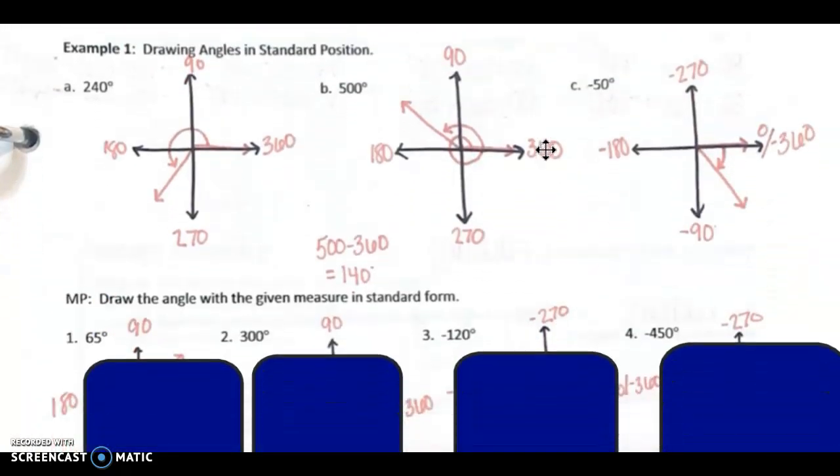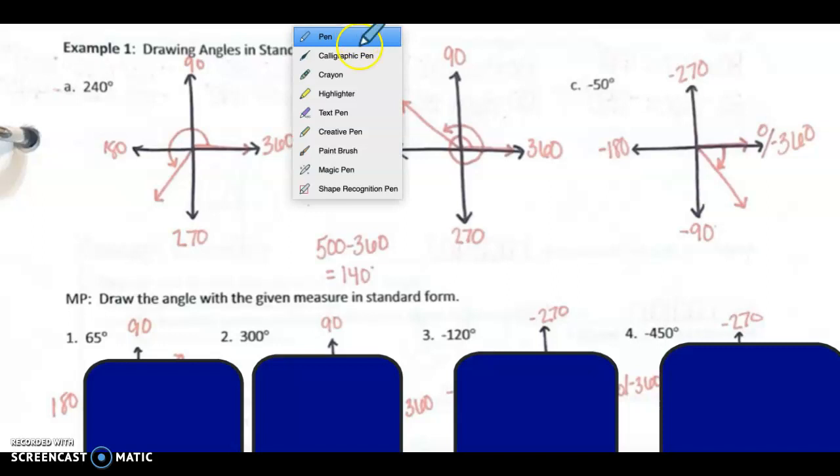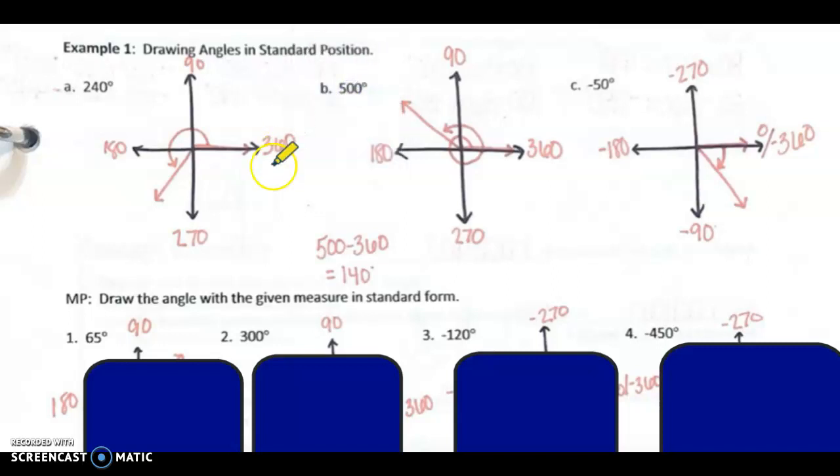So when we draw angles, I didn't cover these up because I kind of just want to talk about them. Let me get a highlighter or something. Okay, so if we look here, drawing a 240 degree angle, your initial side is always here. And then 240, that's between 180 and 270, so you just draw your terminal side somewhere down through there. And then your arc starts on your initial side and goes in the direction that it should. So this is positive, so it should go this way. And it'll arc over here, and you'll have like a little arrow on the end.